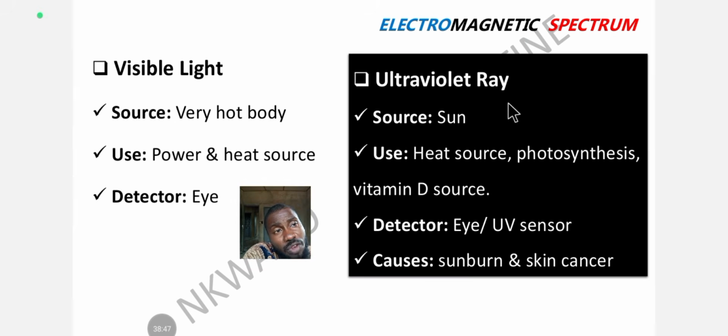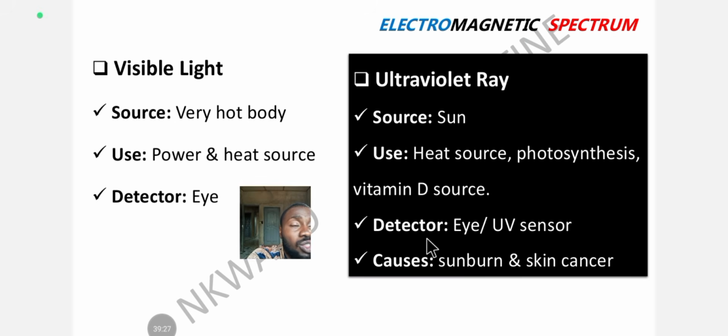Ultraviolet ray, the source of ultraviolet ray is the sun, all right? The sun is the source of ultraviolet what? Ray. And what is the use? It is a source of heat, and plants use it to photosynthesize, and also a vitamin D source. When you are exposed to sunlight or ultraviolet light, you know what happens? Your skin begins to convert this energy from the sun, this ultraviolet ray, to vitamin D.